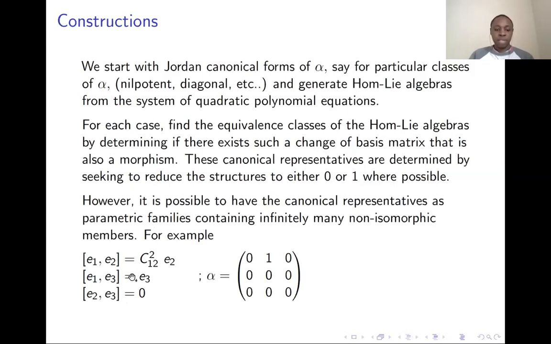Like for this example, in this Hom-Lie algebra with alpha given in this form, we cannot kill this parameter further. In other words, if you change this, you end up with a non-isomorphic class. So we just have a representative presented in this way, containing infinitely many non-isomorphic members. But in some cases you can reduce this further, so that you don't have a parameter remaining in your canonical representative.